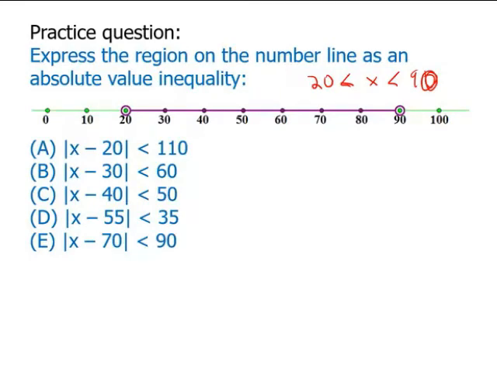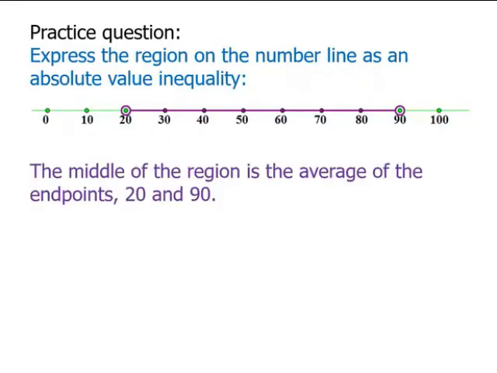So the very first thing we need to do to turn this into an absolute value inequality is to find the midpoint. The middle of the region is the average of those two endpoints, 20 and 90. When we add them, 20 plus 90 is 110. Divide by 2, we get 55. So 55 is the middle.